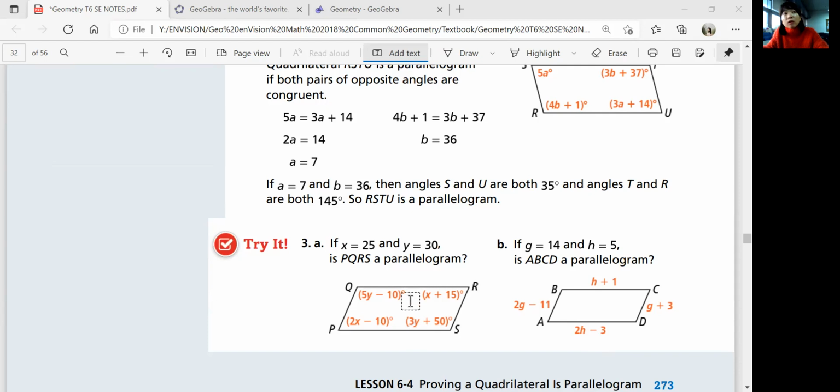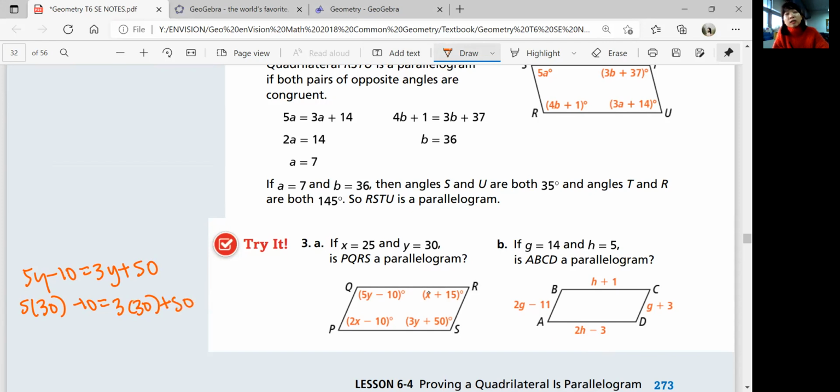Okay, if X is 25 and Y is 30, is PQRS a parallelogram? You just need to check if they're equal to each other. Okay, the opposite angles need to be congruent to each other, right? So Q must be congruent to S. That means 5Y minus 10 must be equal to 3Y plus 50. And if Y is 30, 5 times 30 minus 10, so you substitute 30 for Y to see if the numbers are congruent. 5 times 30 is 150 minus 10, and 3 times 30 is 90, and then you add 50. 150 minus 10 is 140. 90 plus 50 is 140. Are they equal to each other? Yes. So check.